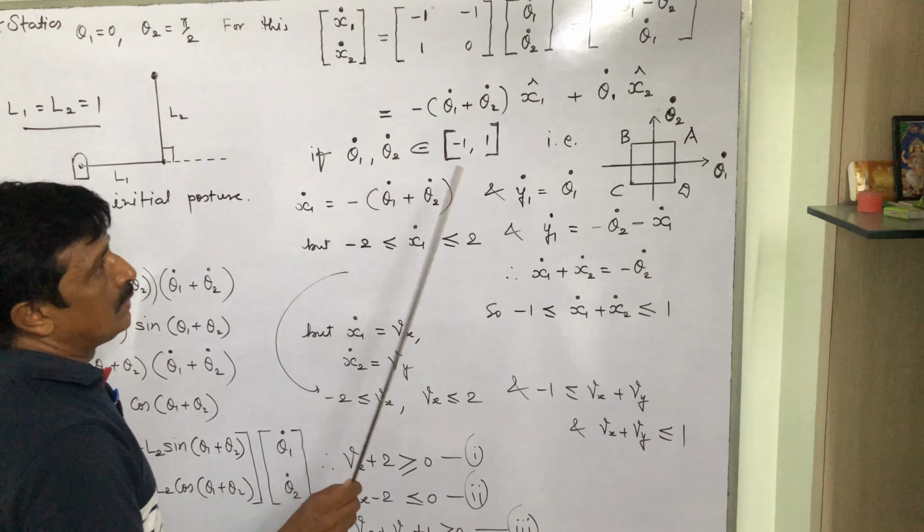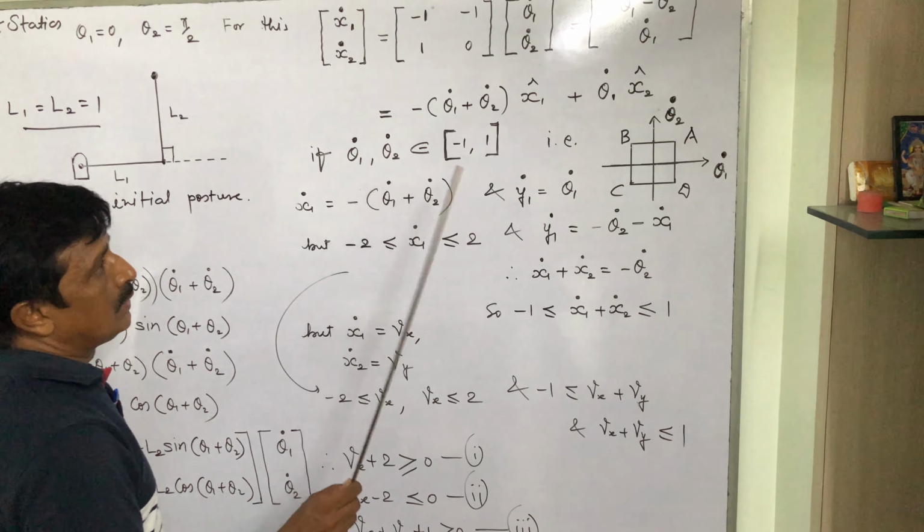We have already calculated x1 dot and x2 dot for this initial posture: -1 1, 1 0, times theta 1 dot, theta 2 dot. So the x component's velocity is minus theta 1 dot minus theta 2 dot, and the y component's velocity, the tip velocity, is theta 1 dot. So minus of theta 1 dot plus theta 2 dot into x1 cap is the x component's velocity, and theta 1 dot x2 cap is the y component's velocity.